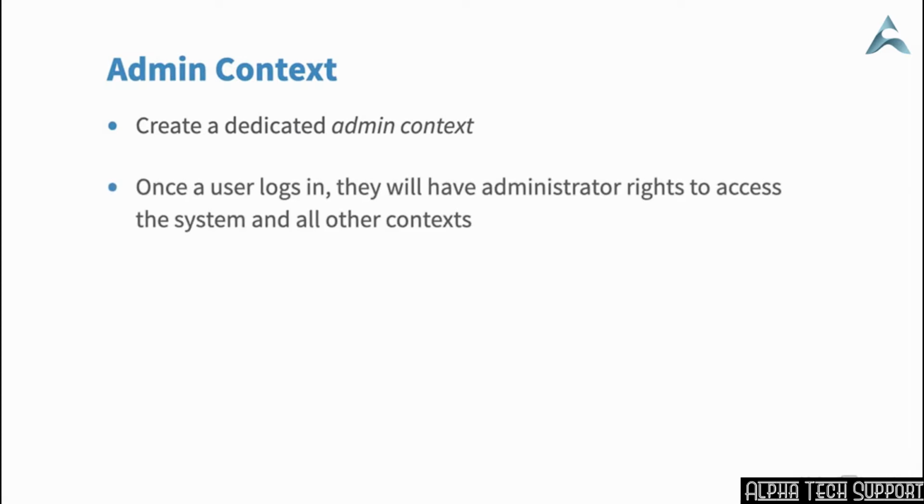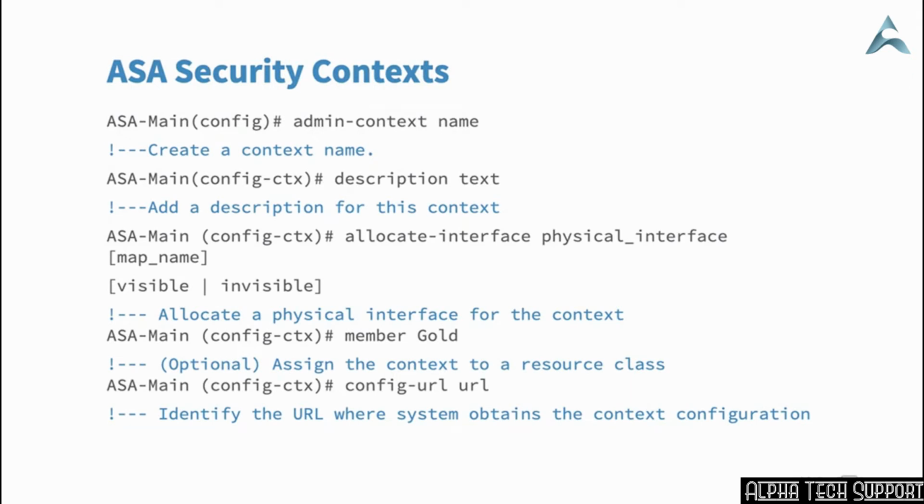To create a basic configuration for a security context on the ASA, you'll need to create a dedicated admin context. And then once a user logs in, they'll have administrator rights to access the system and all other contexts. So let's step through a configuration example.